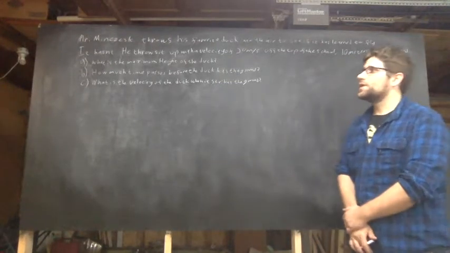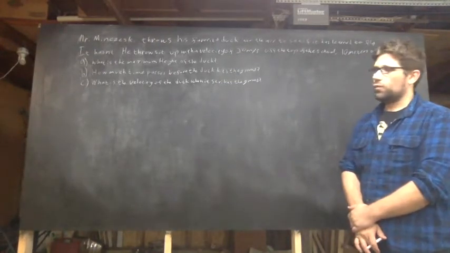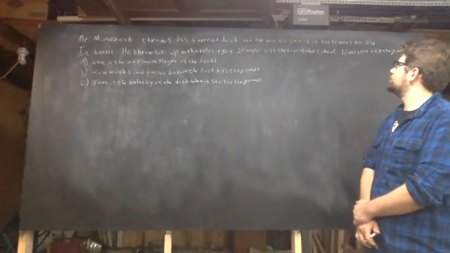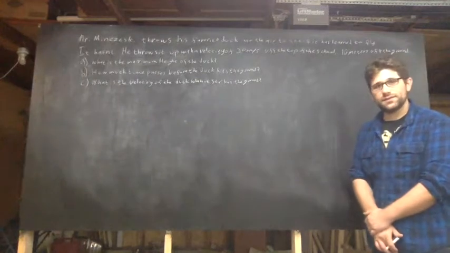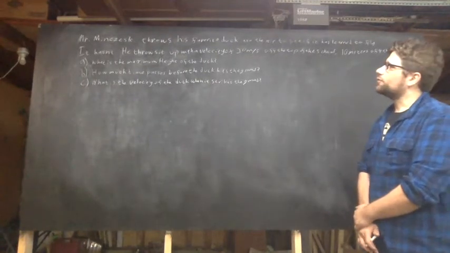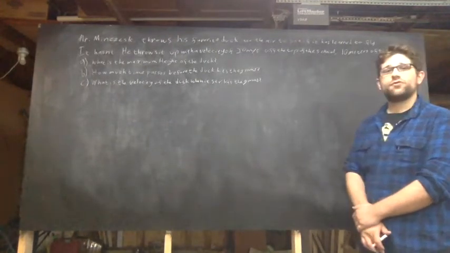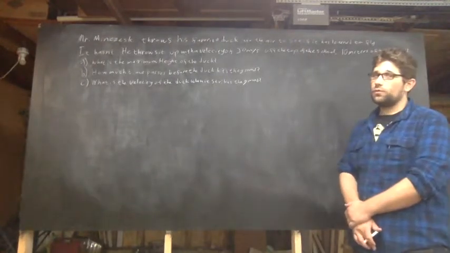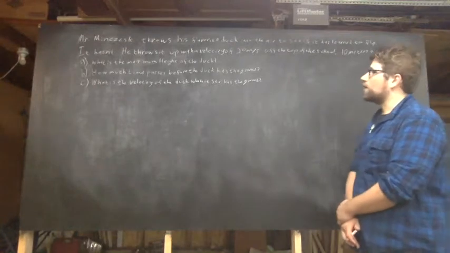Hello everyone! In this problem, we're looking at Mr. Macheski throws his favorite rubber duck into the air to see if it has learned to fly yet. It has not. He throws it up with a velocity of 20 meters per second off the top of the school, which is 10 meters off the ground.